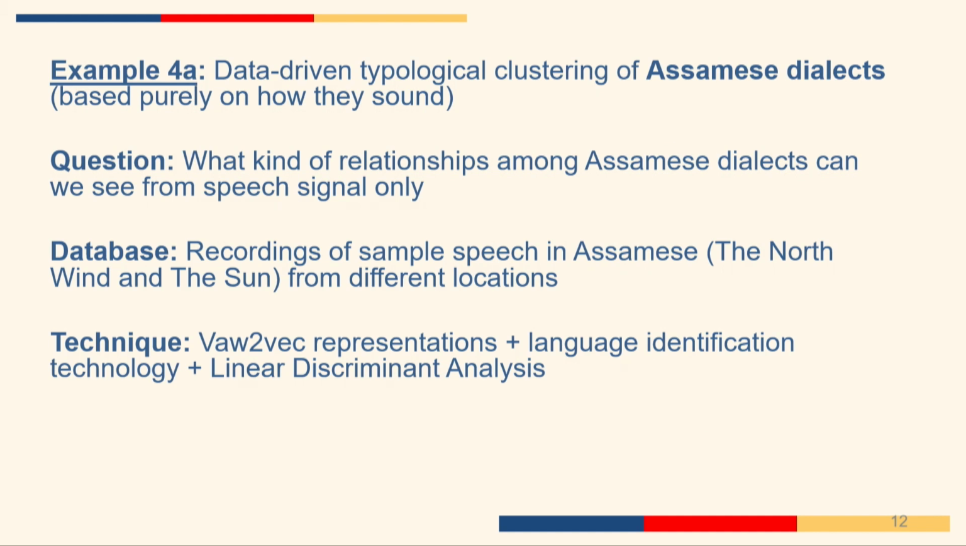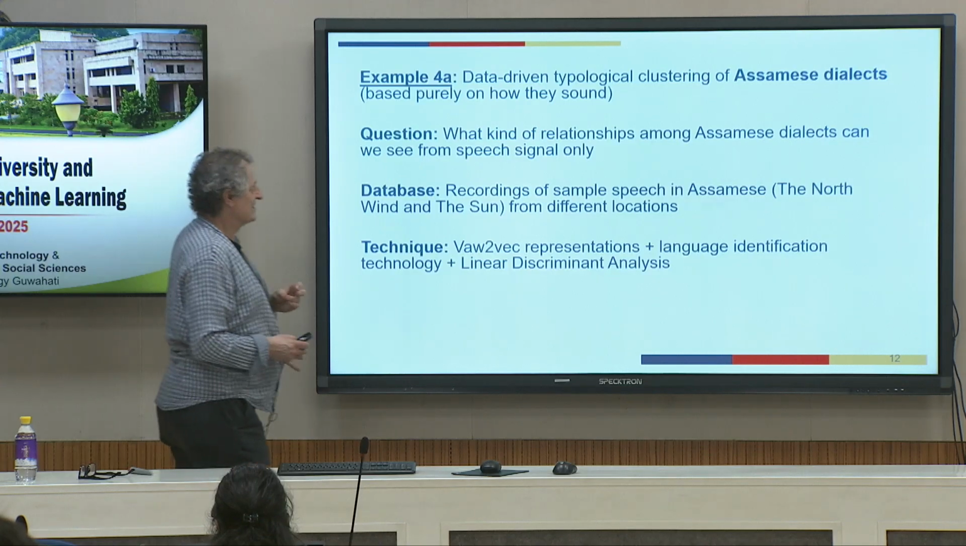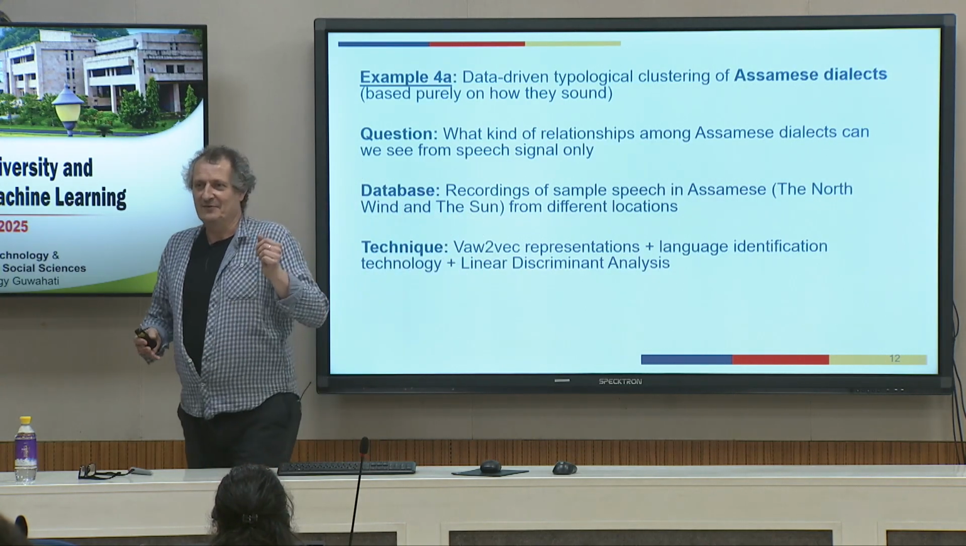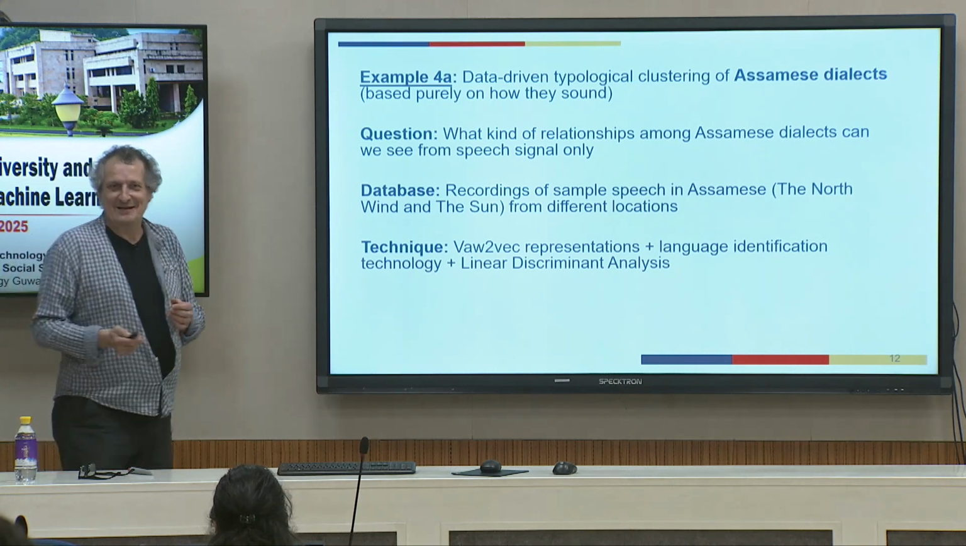Last example is the data-driven analysis of some Assamese recordings, which were provided to us kindly by Lina and Priyanku. Essentially this is somewhat similar to the world languages. The question is how related the different dialects of Assamese might be. We got recordings of sample speech, the North Wind and the Sun, unsurprisingly, from different locations in Assam. Ask Lina for the details. We just analyzed what we got.